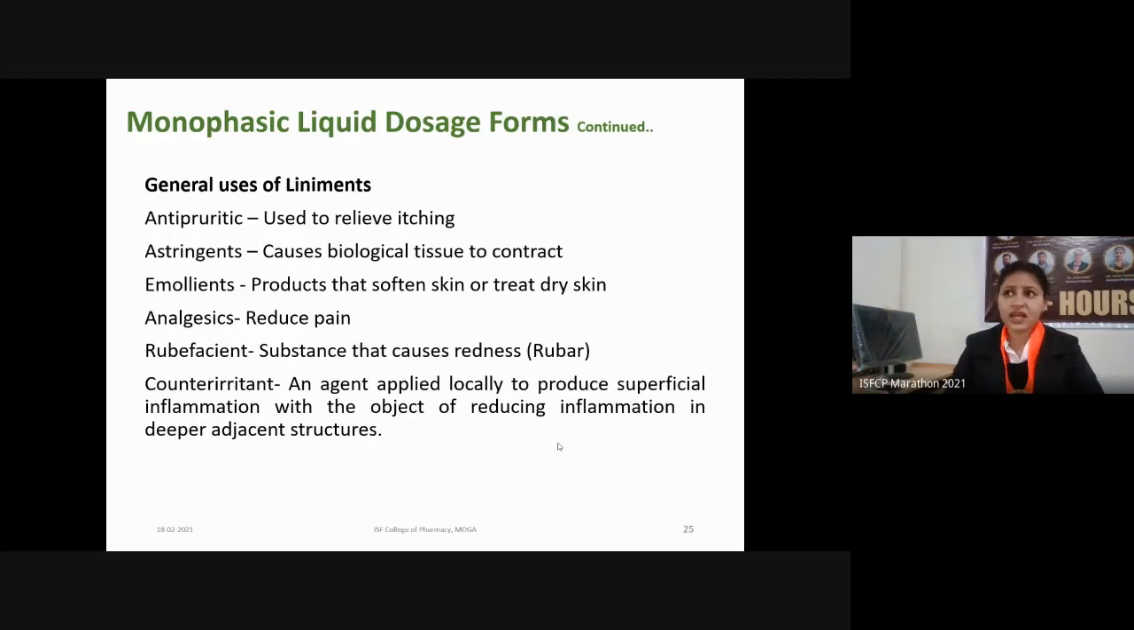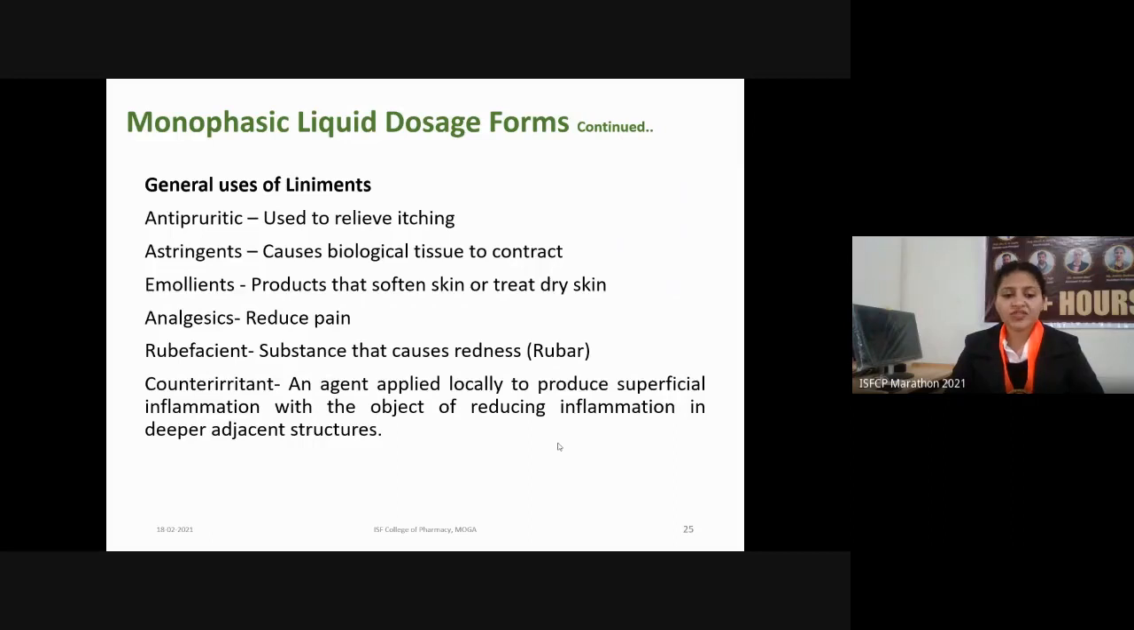Next is analgesics. Analgesics are those substances which help in reducing pain. Analgesics can also be used in the case of liniment because liniments are used by rubbing. So in the area where we are having pain, we can apply these liniments by rubbing, and it can help in reducing the pain.